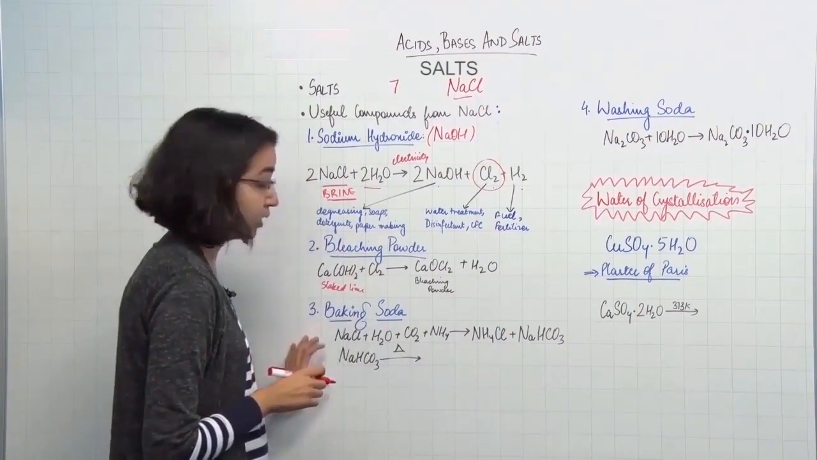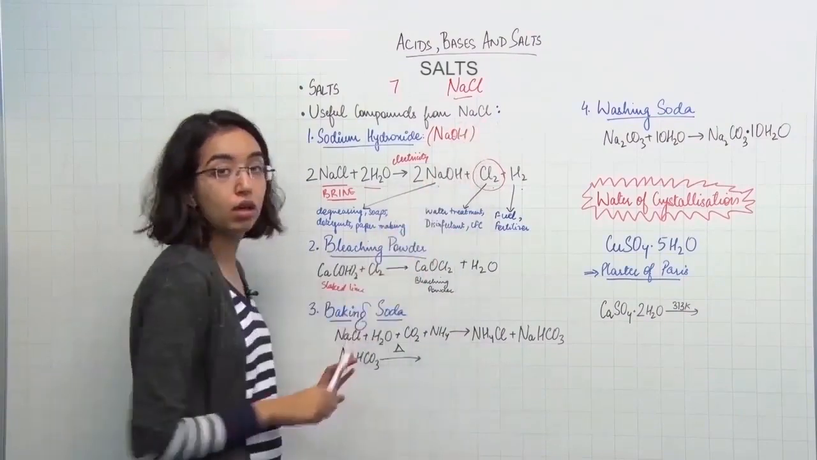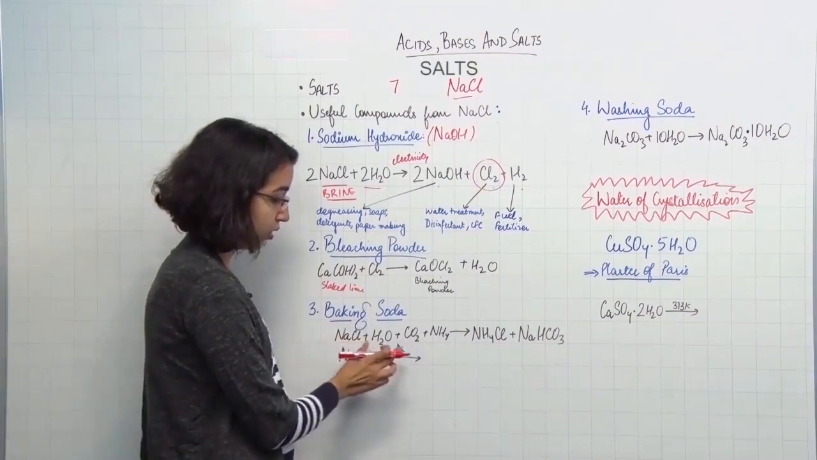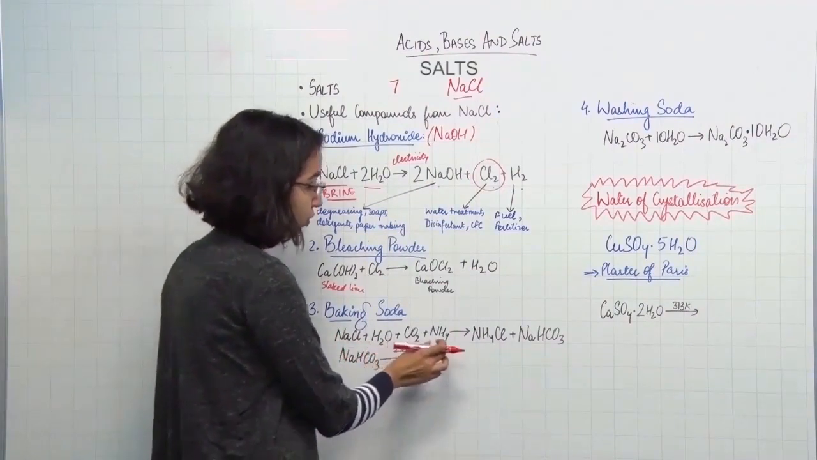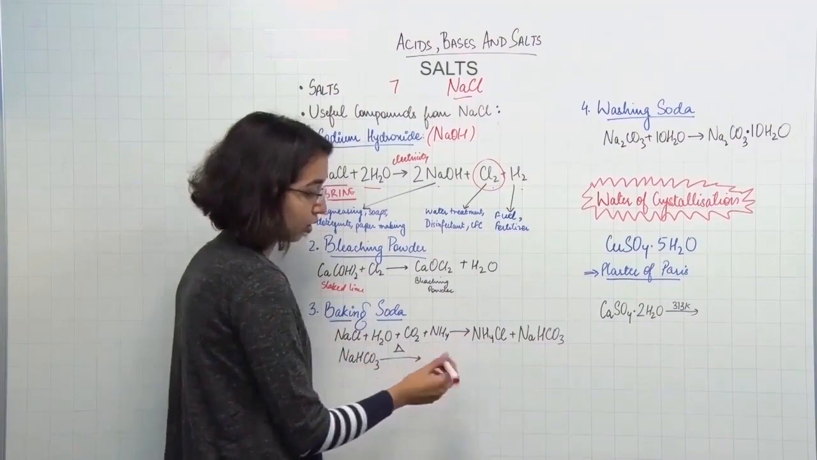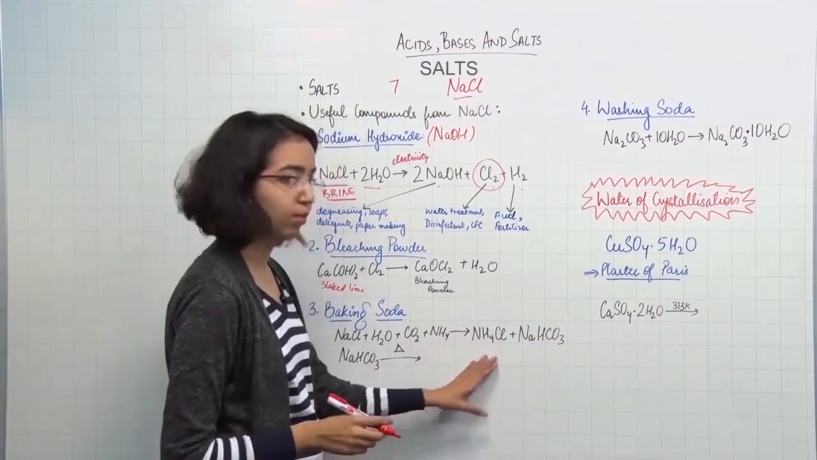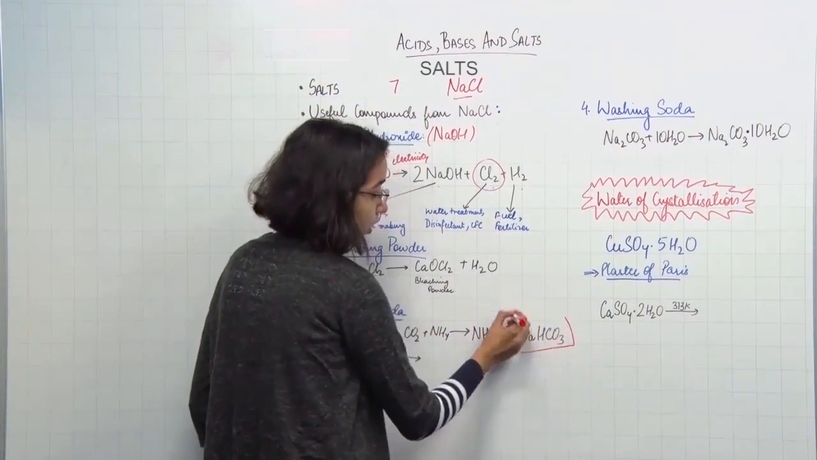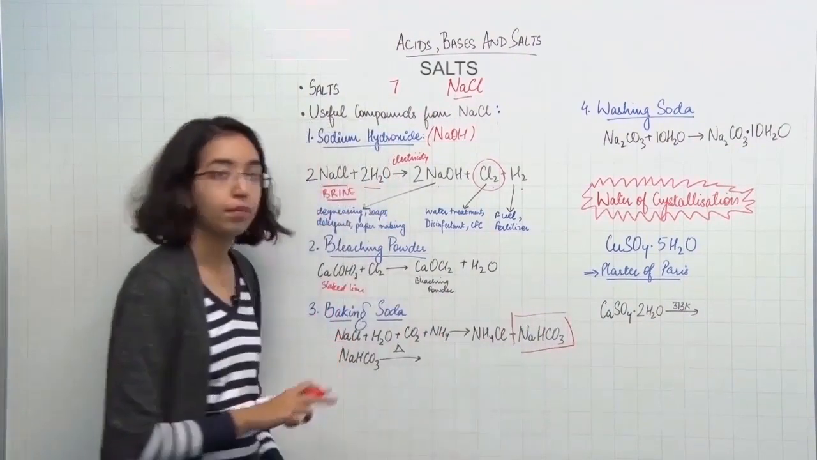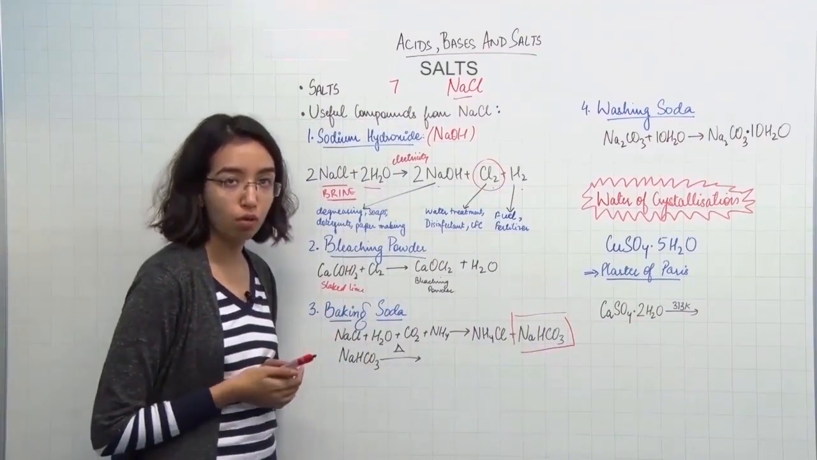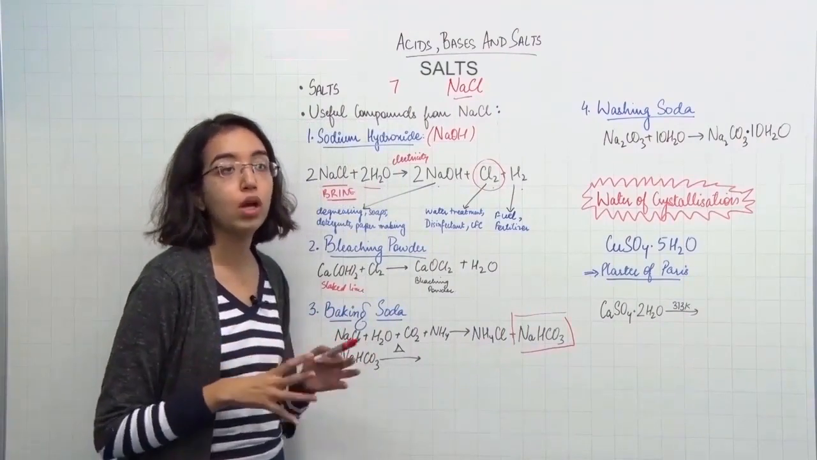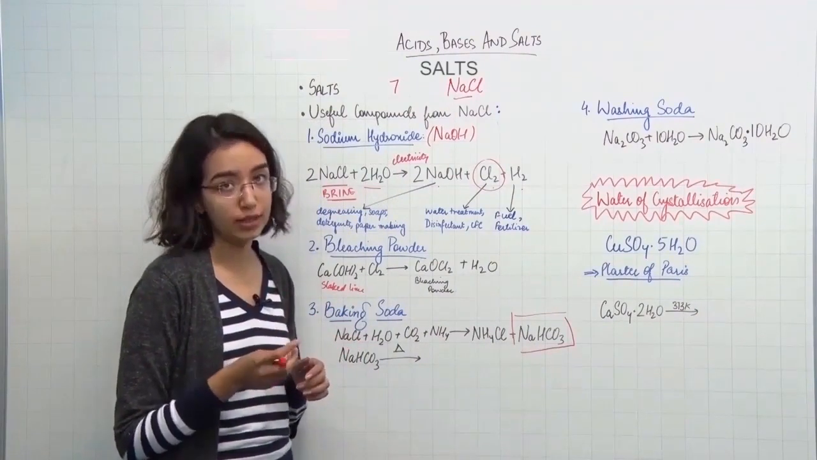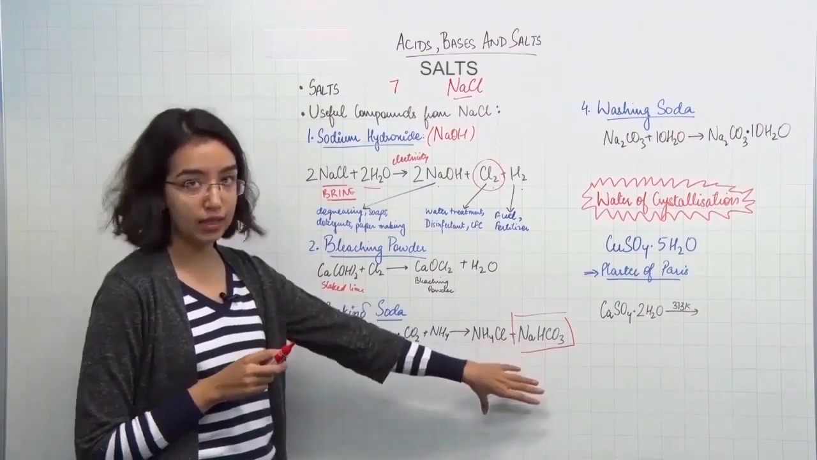The next compound is baking soda. Again, we are studying the uses of NaCl. So we take NaCl, treat it with water, CO2 and ammonia. When this reaction occurs, NH4Cl, that is ammonium chloride, is formed, which is not the main compound. NaHCO3 is baking soda. So baking soda is commonly used at our homes to make the food crispy or to make the food cook faster. For this we use NaHCO3.